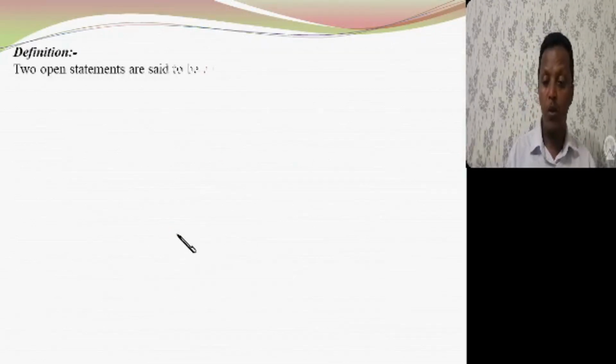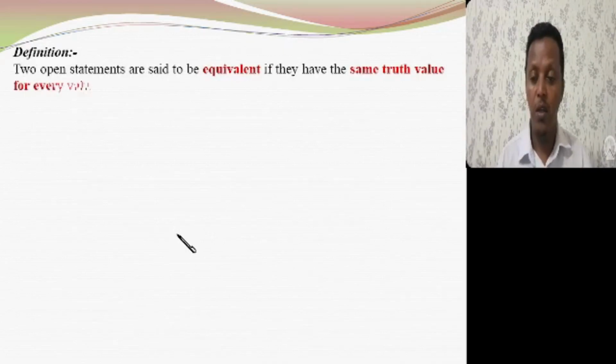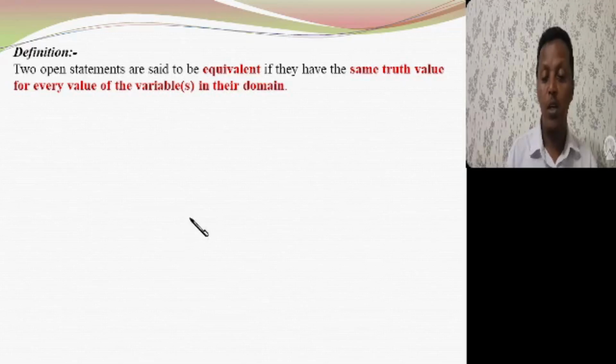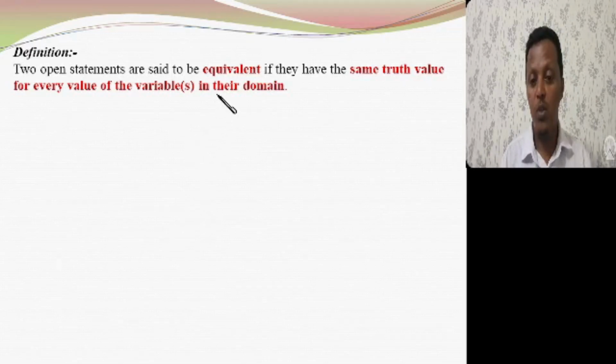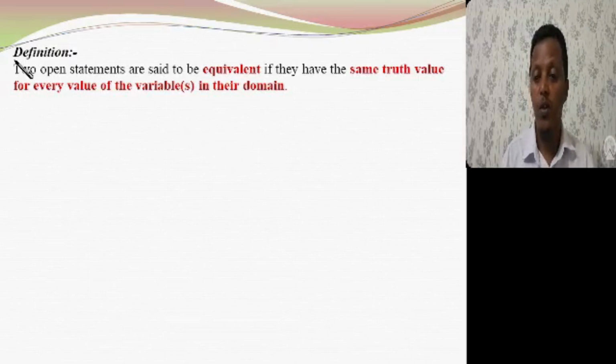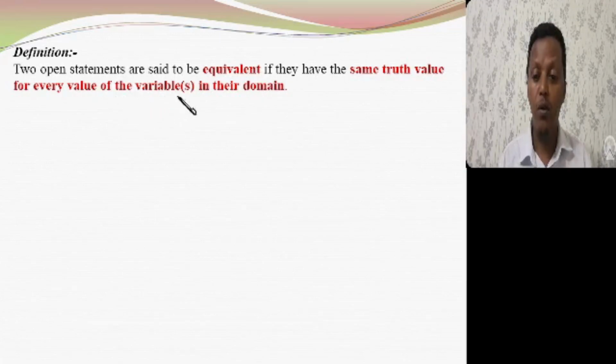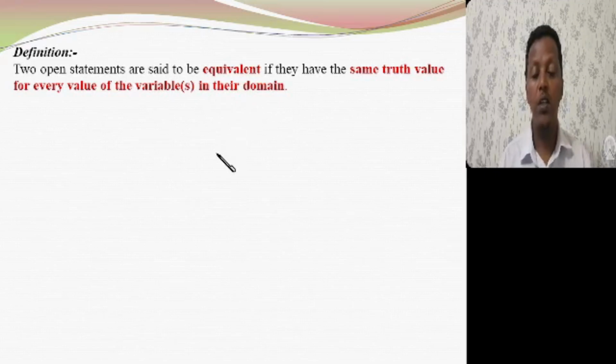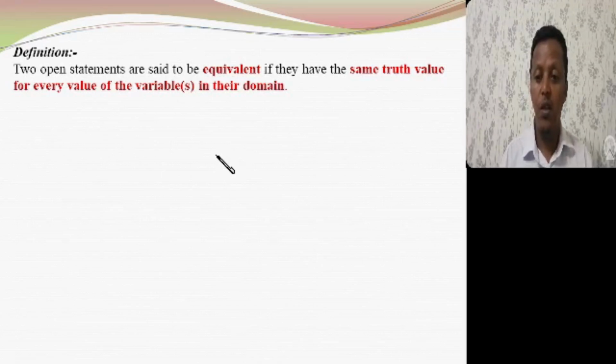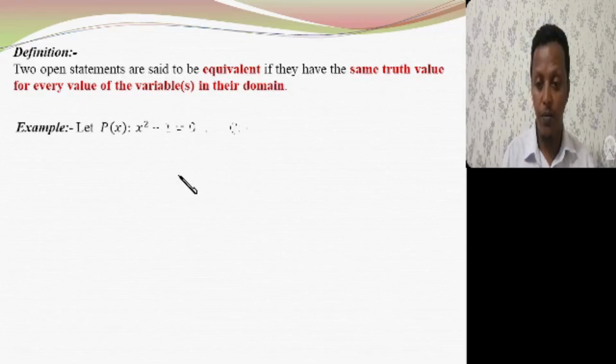Now, once we know the definition of open statement, the next point is how we can check whether two open statements are equivalent or not. By definition, two open statements will be equivalent if they have the same truth value for every value of the variable or variables in their domain. That means for each and every value of the variables from the domain, if the two open statements have the same truth value, we call them equivalent.